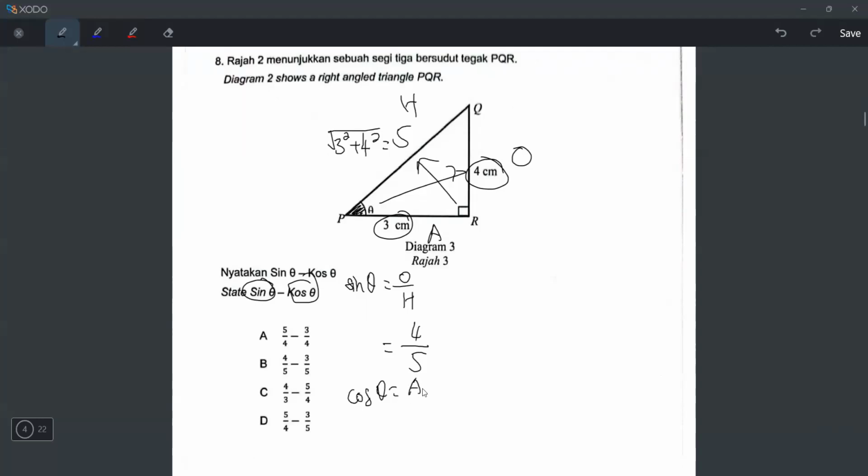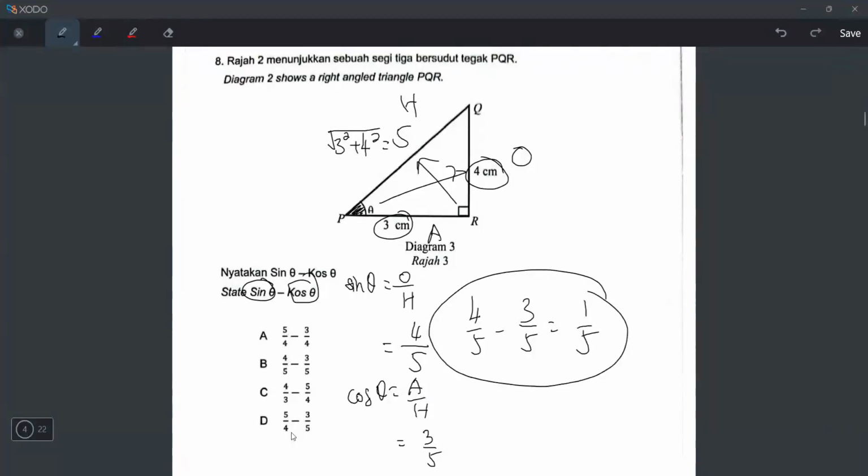Cos theta will be adjacent over hypotenuse. A is the 3, hypotenuse is the 5. That's all. Now they want sine theta minus cos theta. So I will take 4 over 5 minus 3 over 5, which is 1 over 5. So this is the answer. But if you look at A, B, C, and D, they give you options like 5 over 4 minus 3 over 4. So I have to check which one equals 1 over 5. 5 over 4 minus 3 over 4 is 1 over 4. That's not 1 over 5, so this is wrong. 4 over 5 minus 3 over 5, yeah, this is 1 over 5. So this is correct. What about C?